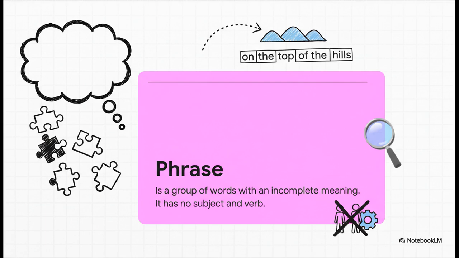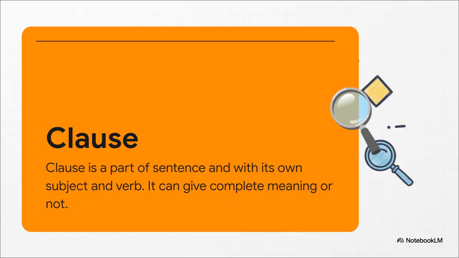And here's the crucial part. It doesn't have a subject and a verb working together. Remember our puzzle sentence, on the top of the hills? That's a perfect phrase. It tells us where, but it doesn't tell us who is doing what. Now a clause. A clause is a huge step up. Why? Because it has both a subject and a verb. That's the engine right there.